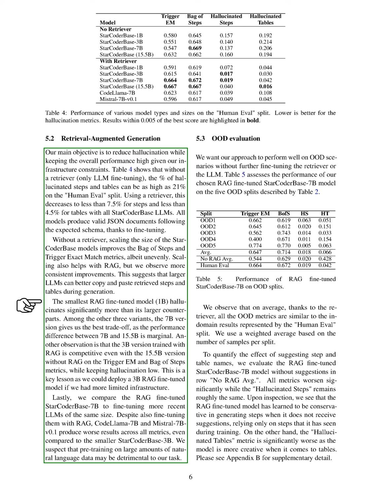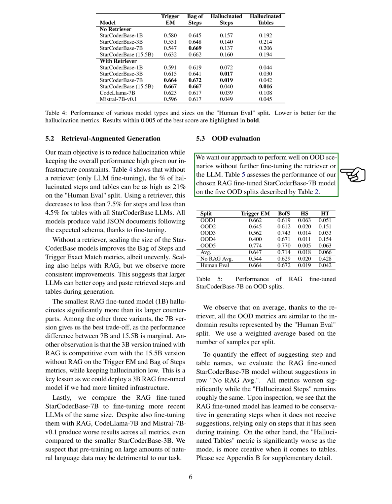We also compare our RAG fine-tuned 7B model with other models of the same size, such as Code Llama 7B and Mistral 7B v0.1. Surprisingly, despite fine-tuning with RAG, these models perform worse across all metrics compared to our StarCoder base 7B model. This suggests that pre-training on a large amount of natural language data may not be beneficial for our task.